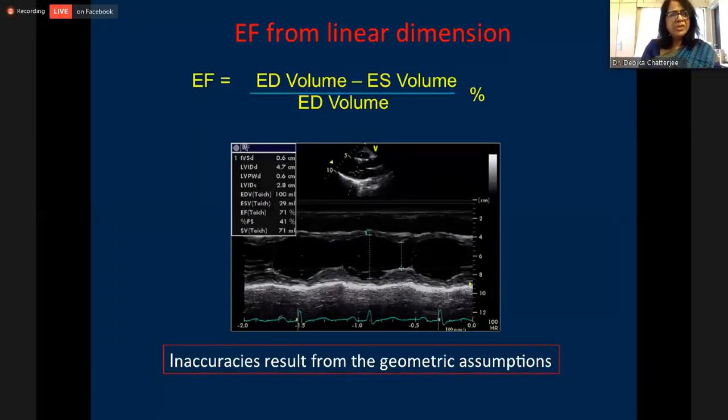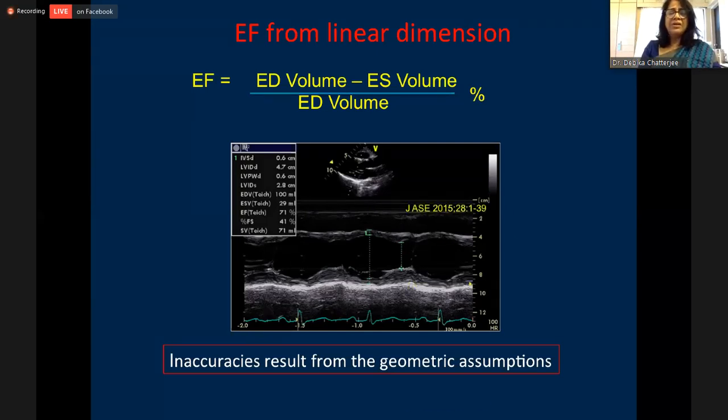Now, we can measure ejection fraction from the linear dimension by using the formula of ejection fraction percentage of end diastolic volume minus end systolic volume divided by end diastolic volume. Now, if we look carefully, we measure the dimension, not the volume. So what the machine does is assume a particular geometric shape of the LV and convert this diameter into volume by Teichholz's formula. So there will always be inaccuracies from geometric assumption.